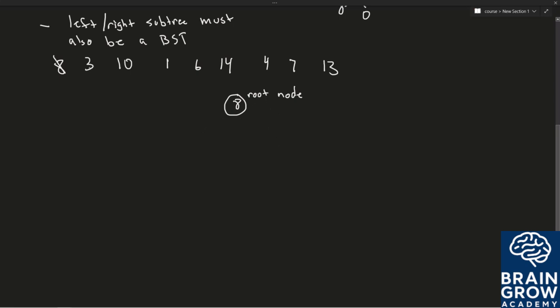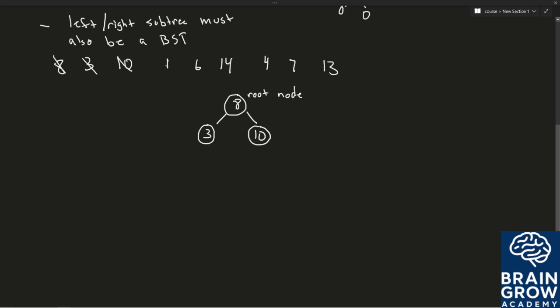So now we're going to insert the value 3. With 8 being our root node, 3 is less than 8. That means we go to the left and we add our 3. Similar with 10. 10 is greater than 8, so we will add it to the right. So now 3 and 10 are leaf nodes since they have 0 children.